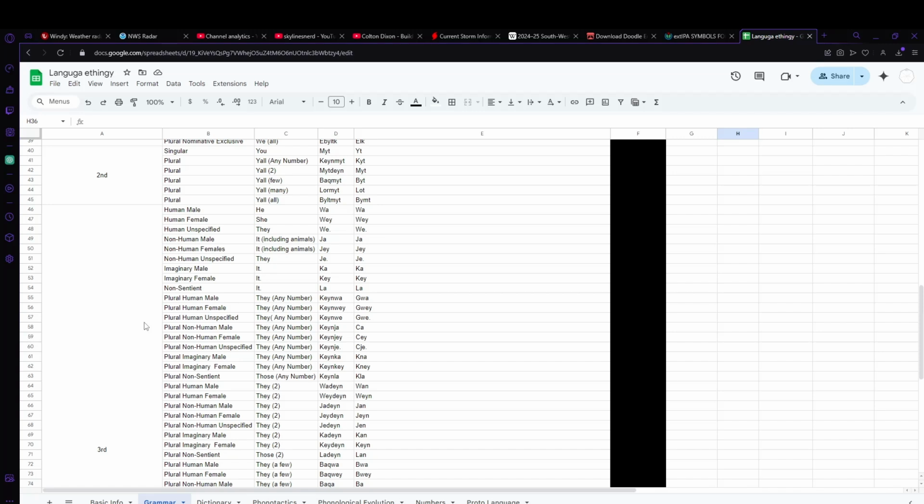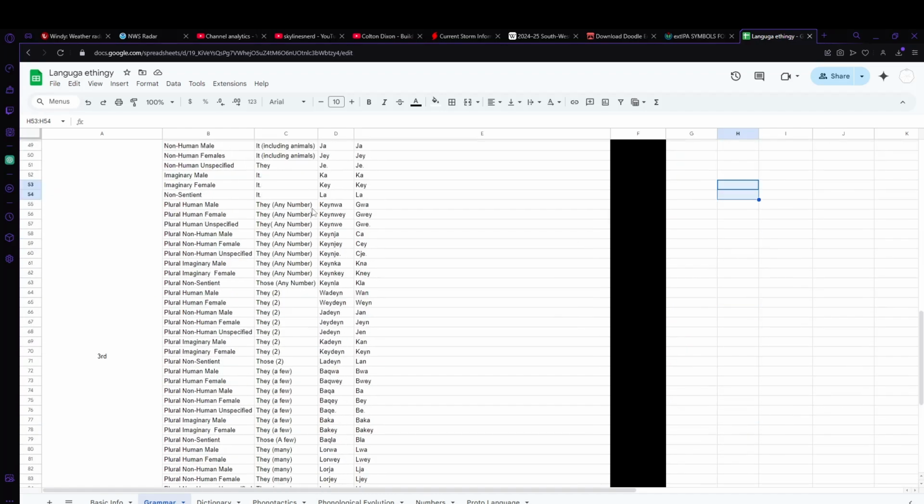And then, third person, we have over 35 cases. Some for things like he, she, most of them are for they, as in any number of plural human, male, female, unspecified, non-humans, imaginaries, non-sentients. I mean, little Karen and little Timmy have to be able to talk to all their teddy bears, don't they? Jeez. Anyways, yeah. I mean, that's all 79.